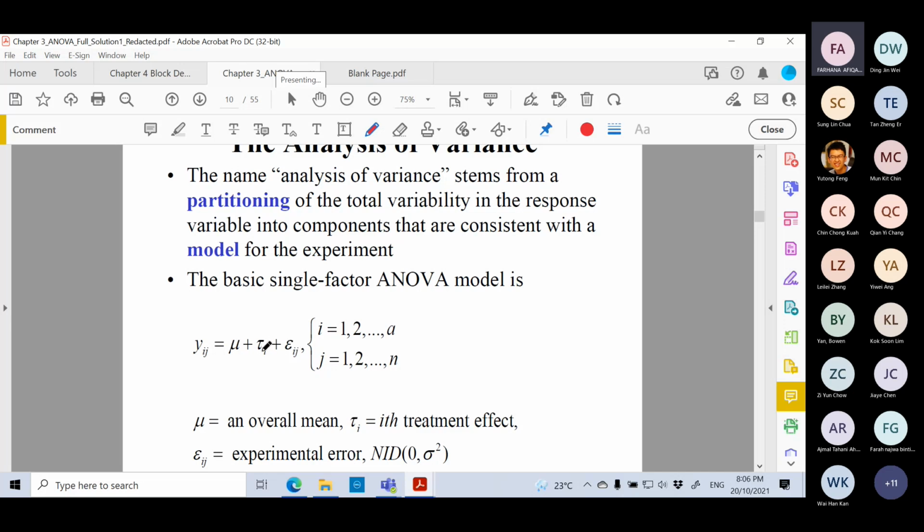Okay, so what we can see here: everyone has a constant overall mean. As for tau i, it means the treatment effect. If all the observations have the same treatment effect, then the mean plus tau will be the same. So if your treatment effect is the same, it means that all the levels have the same effect, meaning there is no difference among the levels. Okay, so the model was given by the following one.